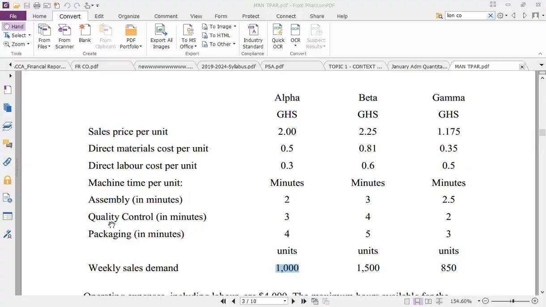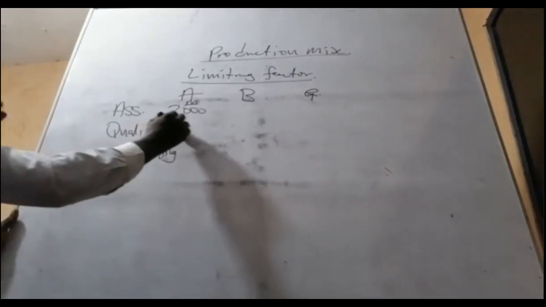Then I'll go to the next one, like that. The same alpha. If I want to do the quality control check, I need what? 3 minutes. But now I'm producing 1,000, right? So I'll spend how many minutes? 3,000 minutes. So that means I need 3,000 minutes to do the quality control check. I will do this for all.